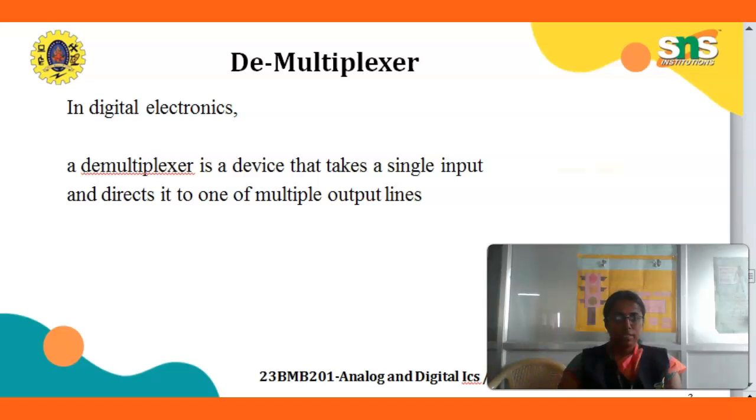So let us see what I mean by demultiplexer. In digital electronics, a demultiplexer is a device that takes a single input and directs it to one of the multiple output lines. So a demultiplexer is this.